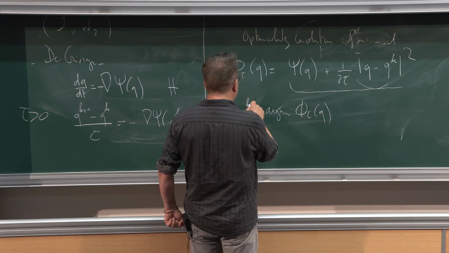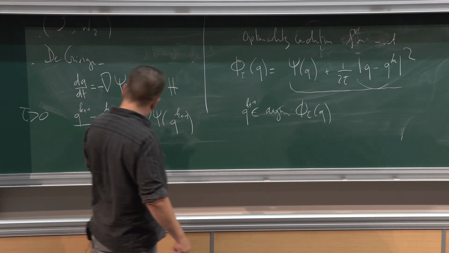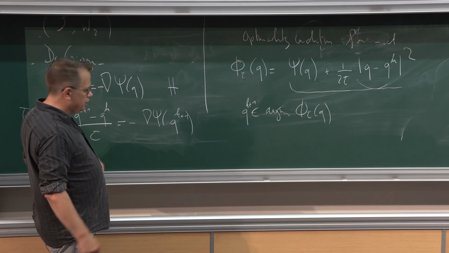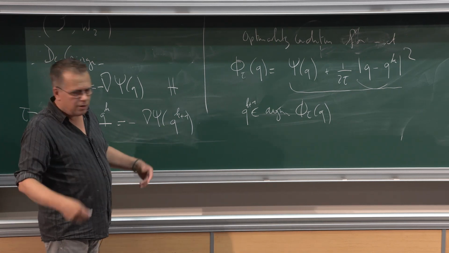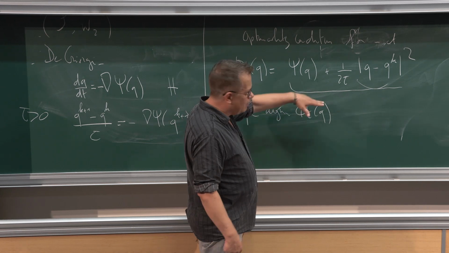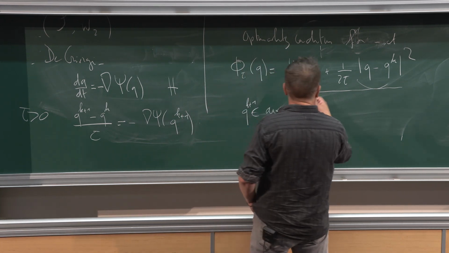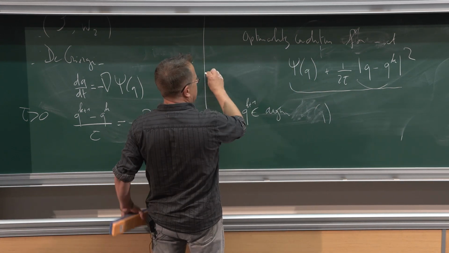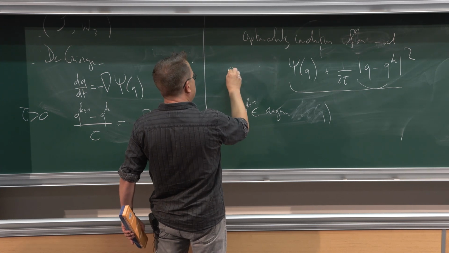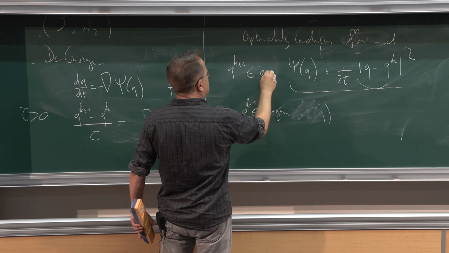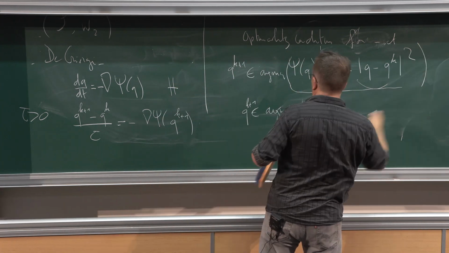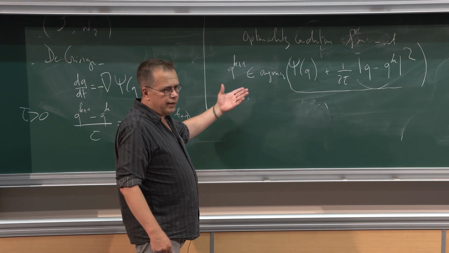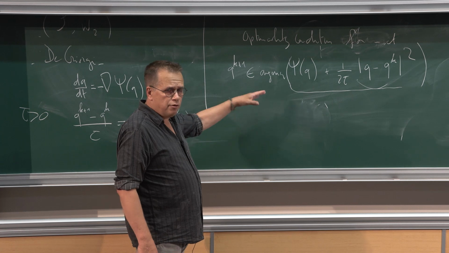Because qk plus 1, basically, if you have a convex function, then vanishing of the gradient corresponds to being a minimizer. So it really ends up being to minimize this function. So let me write it like that: qk plus 1 is in the set of minimizers of this function. So this gives you another way to write the implicit Euler scheme, and there is no gradient here.